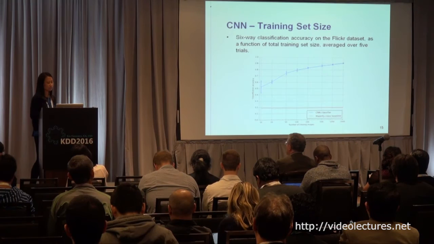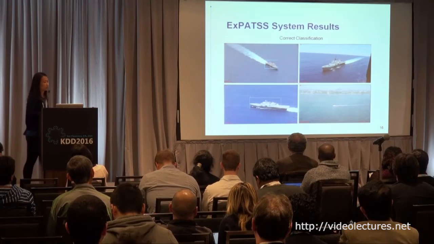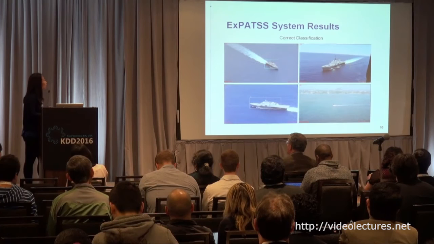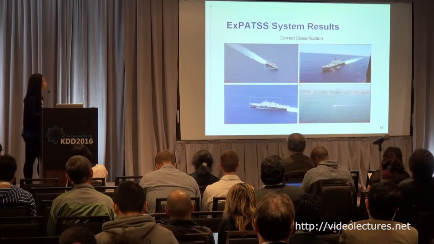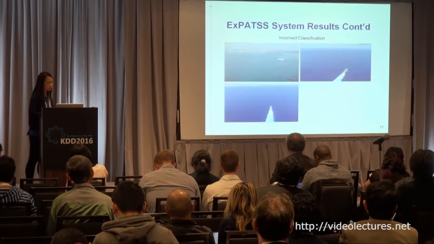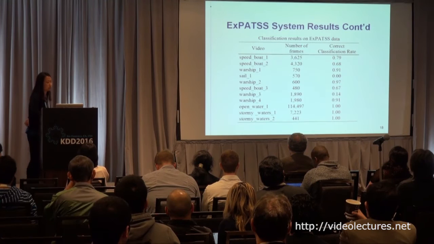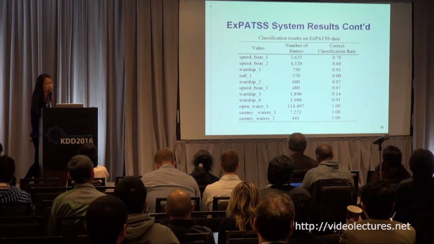So now the overall system results. This is processing real-life videos captured by helicopter over water, and not the Flickr data. These are some sample correct classification images. And here are some sample incorrect classifications. So again, the quantitative results. As you can see, we did fairly well over a variety of different ship types.